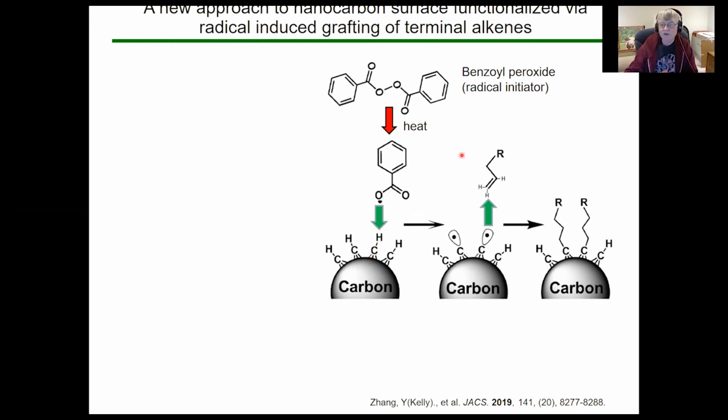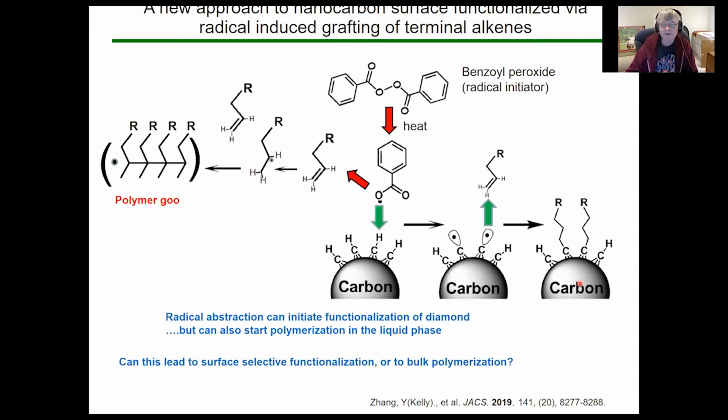Now the challenge is our reactants also have carbon hydrogens along the alkyl chain. So the real key then is not necessarily whether this can work. The question is really, can this work and not induce massive amounts of polymerization? Because polyolefins are made by taking olefins and adding a radical initiator, and you get chain reactions that create what most chemists call polymer goo. And generally, you don't want polymer goo on your surfaces. You'd really like to have it form one monolayer.